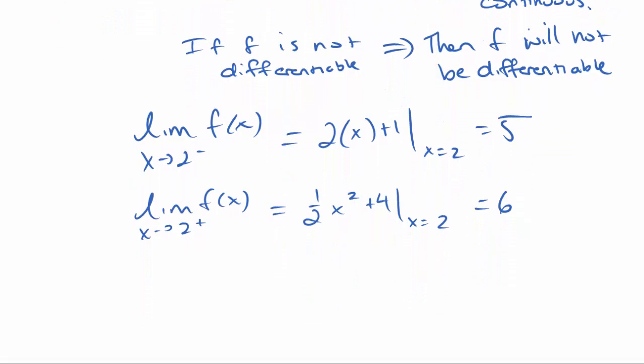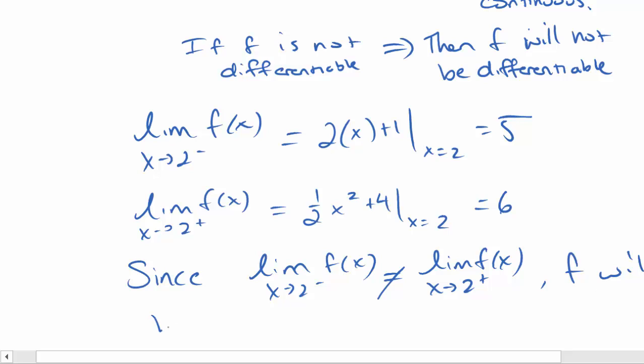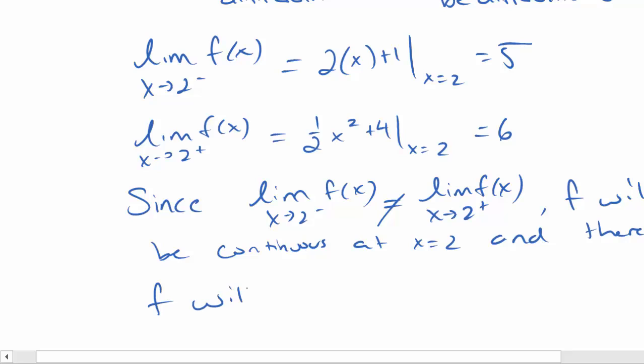Well, how do we tell that it's not differentiable? Since the limit of f of x as x approaches 2 from the left does not equal the limit of f of x as x approaches 2 from the right, f will not be continuous at x equals 2, and therefore f will not be differentiable at x equals 2.